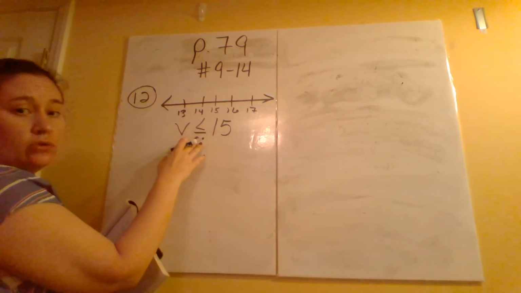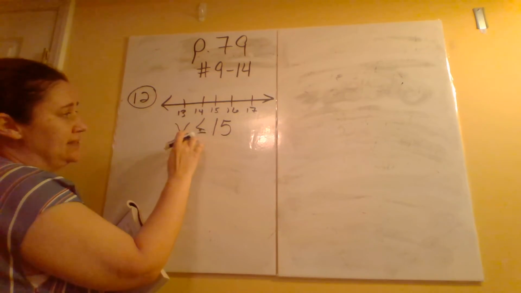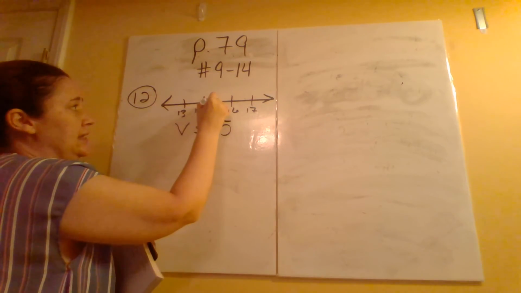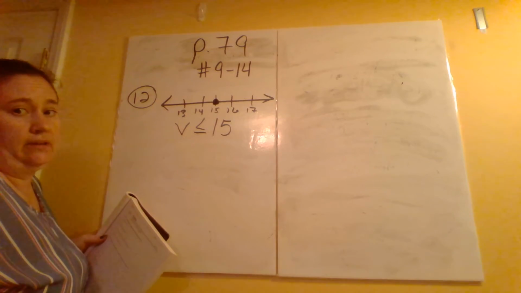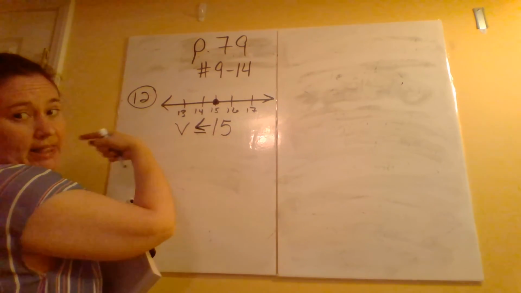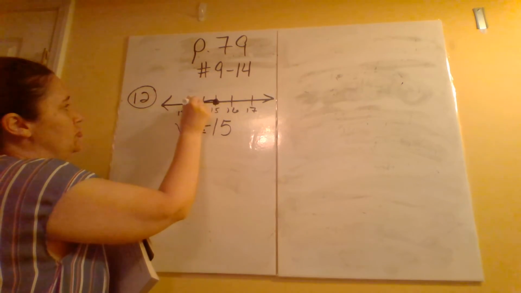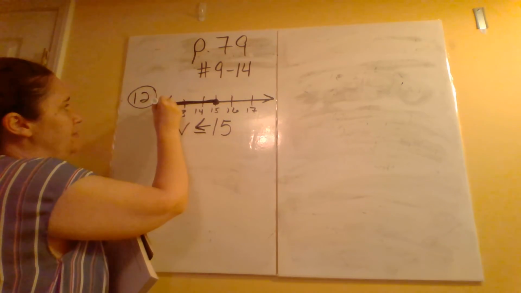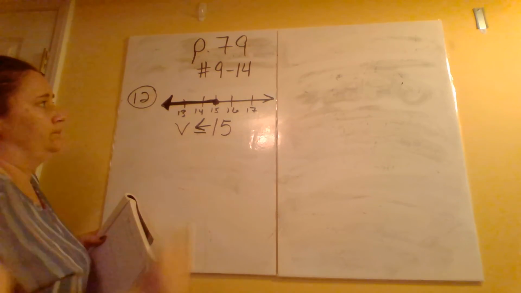You want a closed circle at 15 because it has the line under it that says it can be equal to 15. And then this less than sign points to the left. So you need to draw a thick line to the left with an arrow.